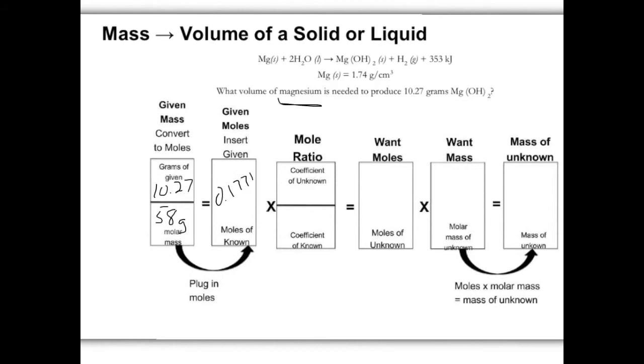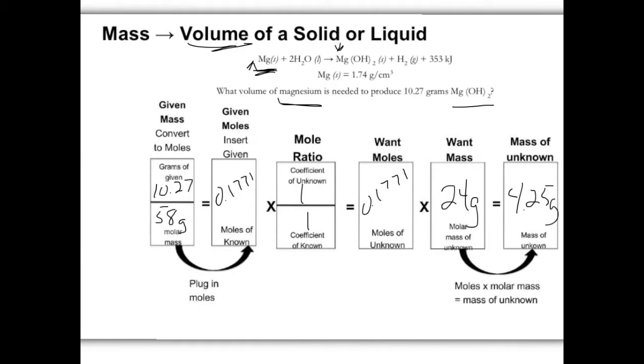Our unknown is magnesium, coefficient is 1. Our known is magnesium hydroxide, also a coefficient of 1 in the problem. So we've got 0.1771 moles of magnesium. Now, actually, we are going to find the mass. So we're going to multiply by the molar mass of magnesium, which is 24 grams per mole. 0.1771 times 24 is 4.25 grams.